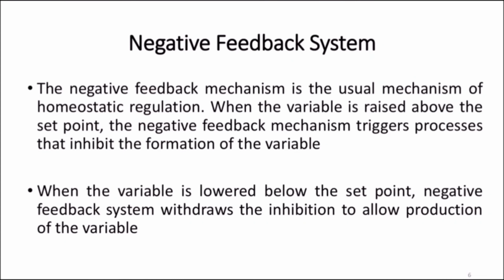Okay. So when the variable is raised above the set point, the negative feedback mechanism triggers processes that inhibit the formation of the variable. When the variable is lowered below the set point, the negative feedback system withdraws the inhibition to allow production of the variable. For example, if there is a decrease in the BP, the negative feedback system withdraws the inhibition to allow production of that particular variable. Means it has to increase the BP. Okay, so it's an opposite process.